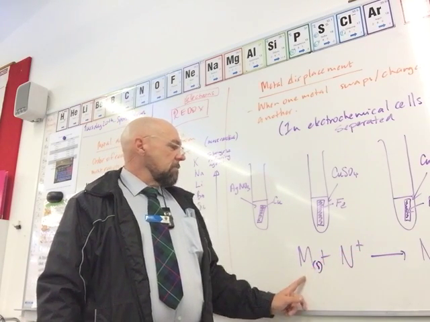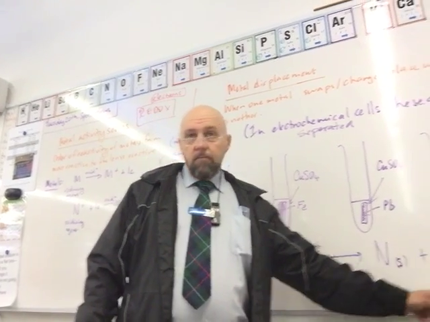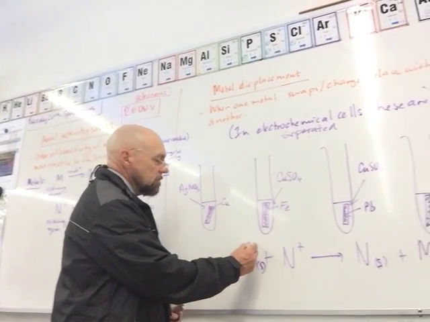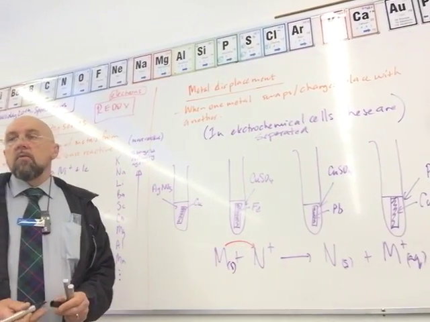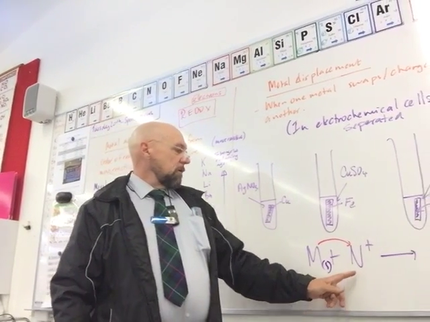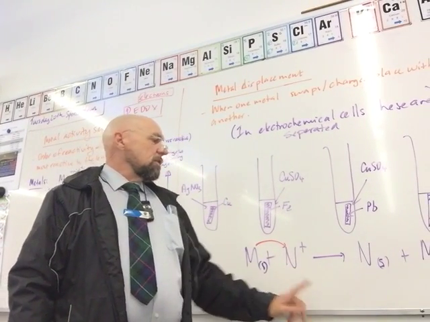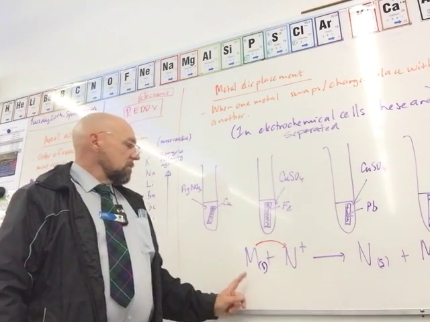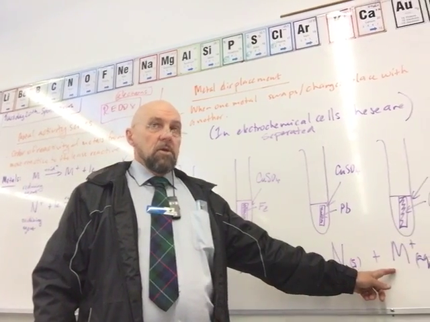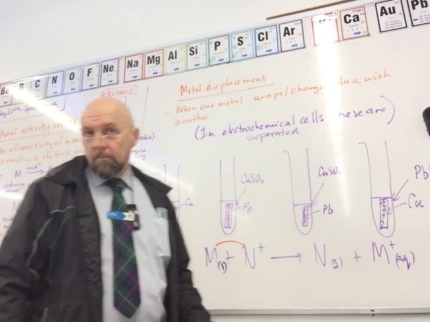So if M is above N on the activity series, then I'm going to get a reaction. What that means is that this metal will displace the other one. They'll swap places. So what was the solid initially will end up in the solution, and what was initially a metal will dissolve over time and end up in solution. Now it's probably easier to see than for me to actually explain it.